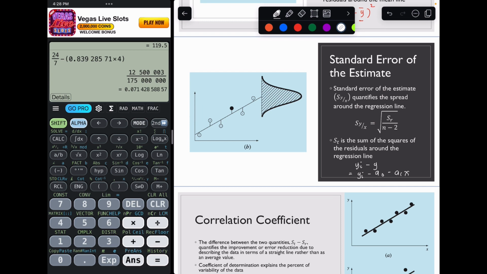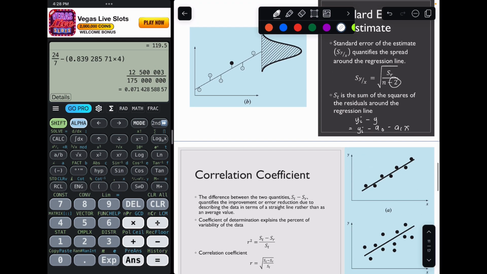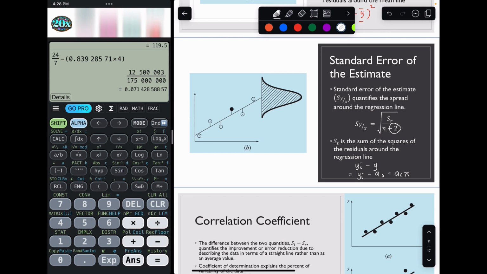As you can see here, we are subtracting 2 for the degrees of freedom, because there are two variables, or two dependent values, which are a sub 0 and a sub 1. Unlike in the standard deviation, where our reference is just the mean, in this case it is both a sub 0 and a sub 1. That's why we are subtracting 2. And that is the standard error of the estimate.